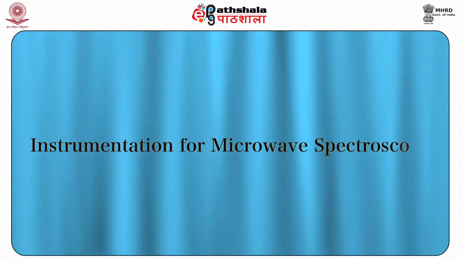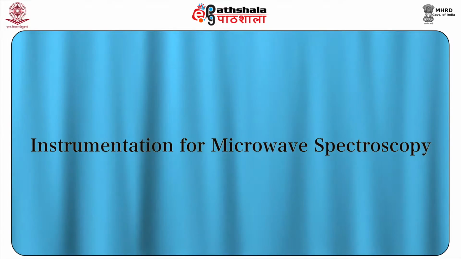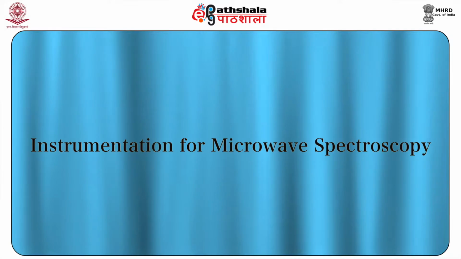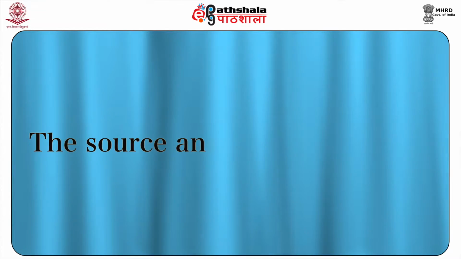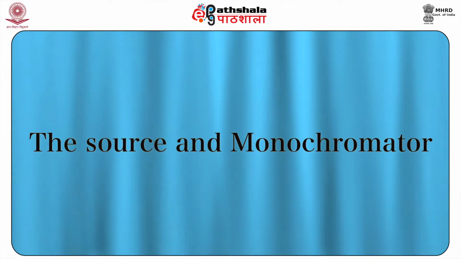Now we shall discuss the instrumentation for microwave spectroscopy. A microwave spectrometer consists of the following essential components. First, the source and the monochromator.